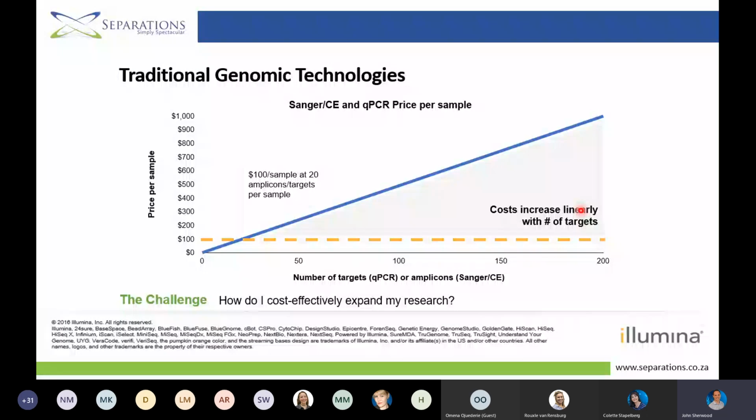The other issue with general genomic technology, so qPCR and Sanger sequencing, is that generally speaking, your cost per sample increases linearly with the amount of samples that you're processing. So if you're processing 1,000 samples versus 10,000 samples, your cost is still going to be linearly higher. The biggest challenge that researchers face is how to cost-effectively expand their research while decreasing their cost per sample. This is where NGS comes into play: the higher your throughput, generally speaking, the lower your cost per sample. So it's easier to expand your research as you grow, and therefore you can keep the cost of the research lower.